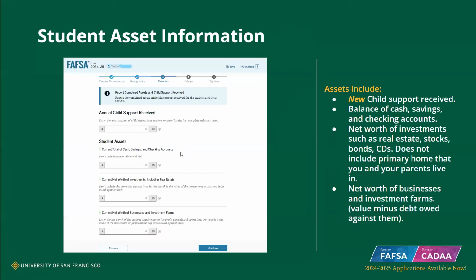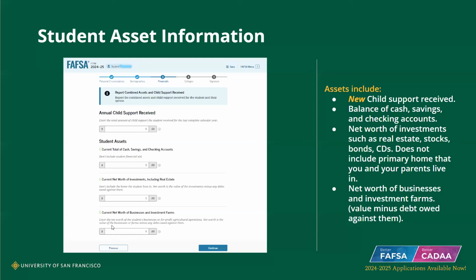Child support received, the balance of cash savings and checking accounts, do not include student financial aid here. Current net worth of investments. And I know this was a question initially. It says, do we have to include our home? So if this is your primary residence that you live in, it is not required to be included as an asset. If you have other real estate that is an investment income, then you would have to put in the estimated value of that.